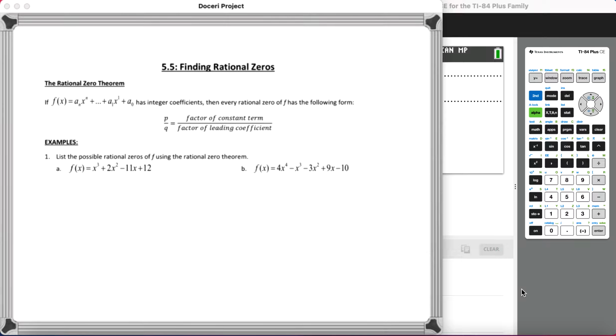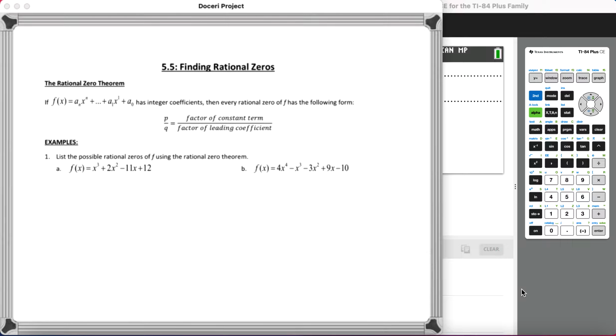Find rational zeros, aka we are going to find solutions to problems that are cubics or quartics and use some of the algebra that you've learned recently in this unit and in previous units to find these different answers. We're going to look at two different things here in this video.